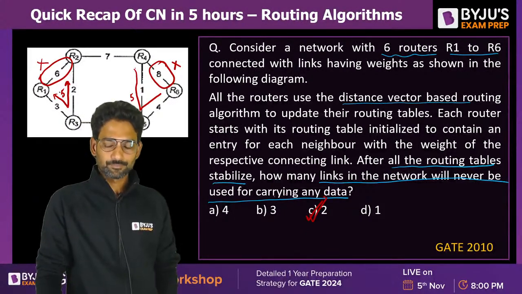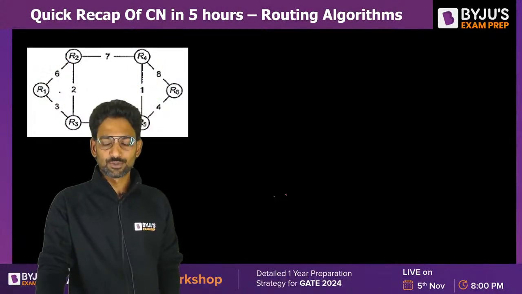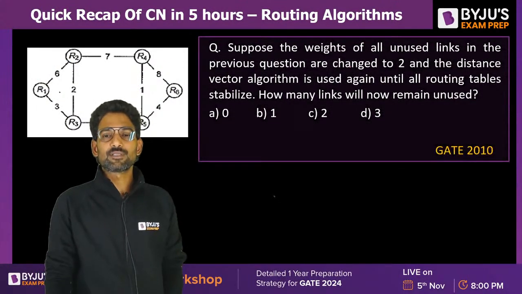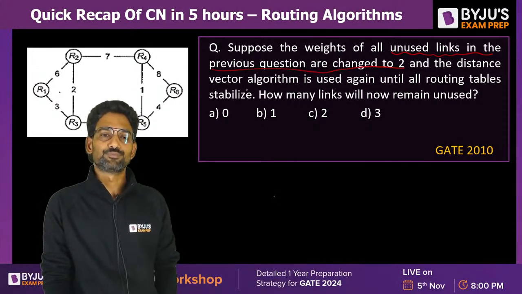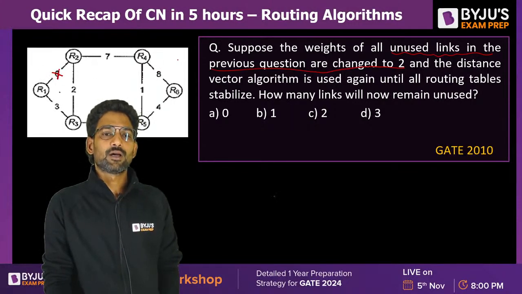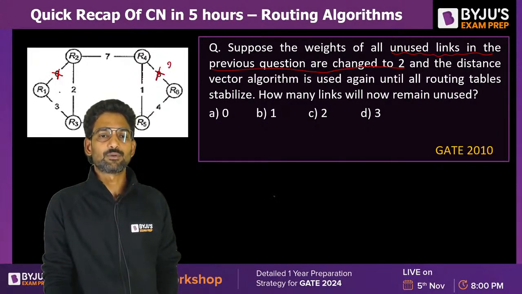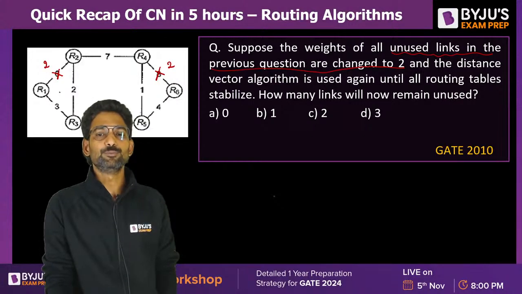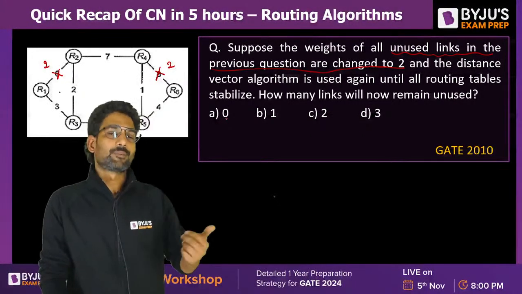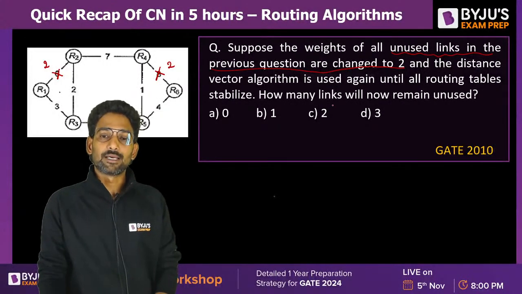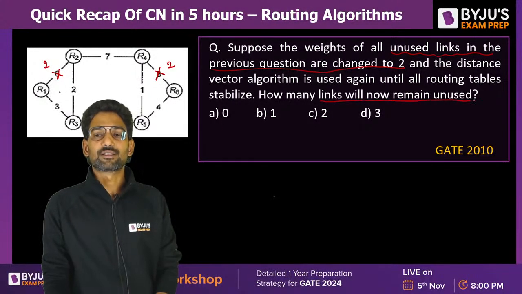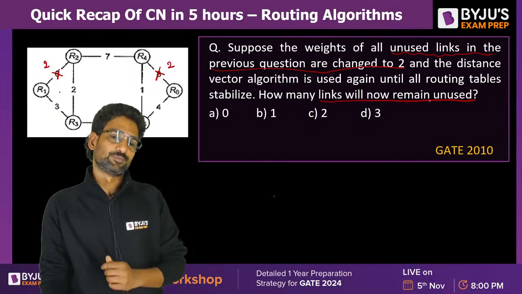Okay? Now, there is a connecting question to this. Suppose the weights of all unused links in the previous question are changed to 2. What are the unused links? R1 to R2, R4 to R6. So, now the cost is changed to 2. Apply the DVR algorithm again, the routing tables stabilize, then how many links remain unused now?